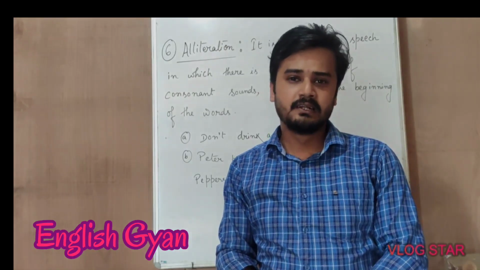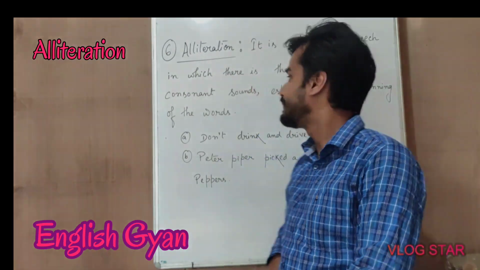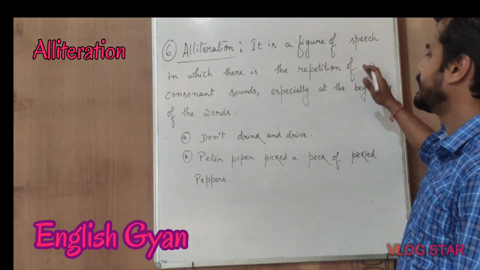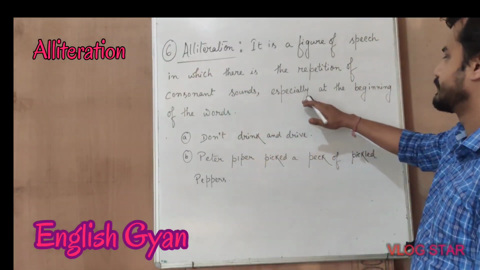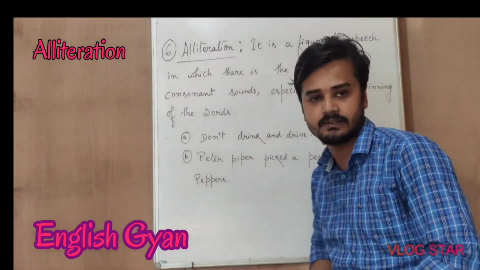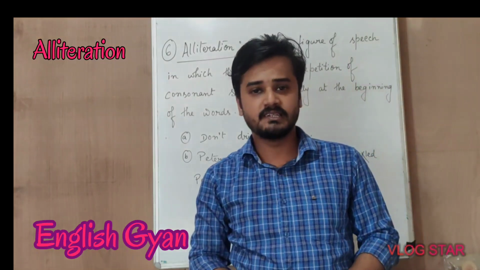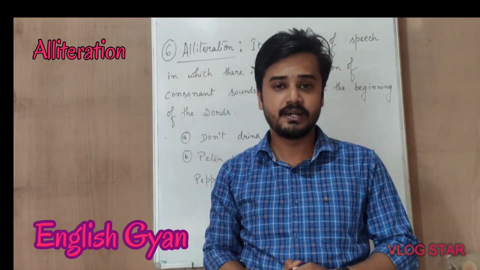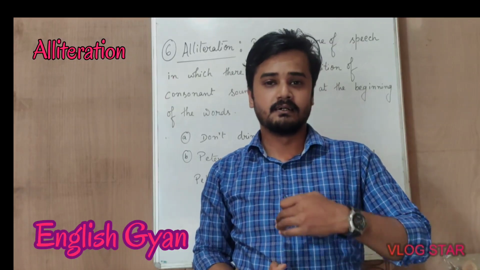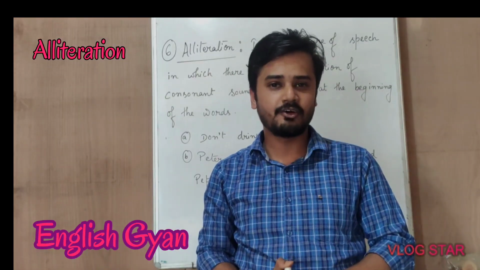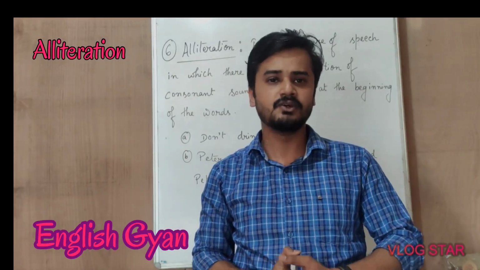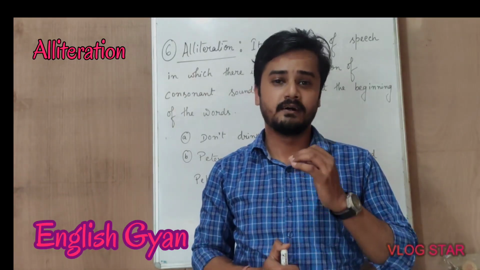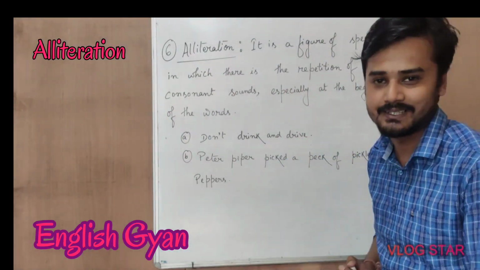And the last one on the list today is alliteration. Alliteration is a figure of speech in which there is a repetition of consonant sounds, especially at the beginning of the words. Many times we have seen that in certain sentences there is a repetition of certain consonant sounds to give a poetic impact or a rhythmic impact. So this figure of speech is known as alliteration. Let's have a look at the examples.